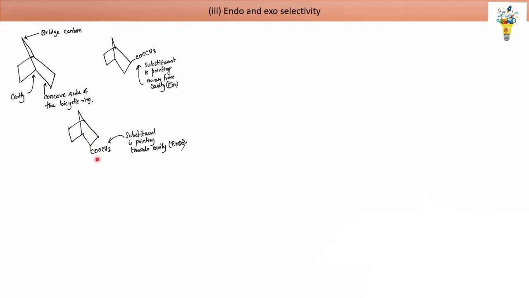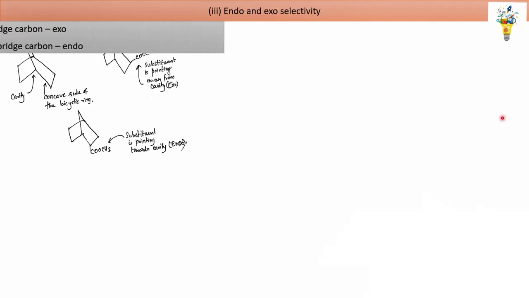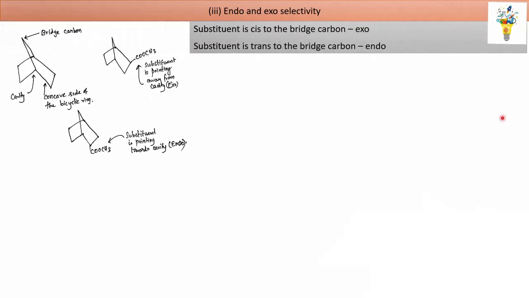Otherwise, if the group is pointing towards the cavity of the bicyclic ring, then it is called endo. Okay. The Diels-Alder reaction always gives the endo product, because of the steric factor, not the exo product. Okay. A substituent that is cis to the bridge carbon is exo, and the trans is called endo.